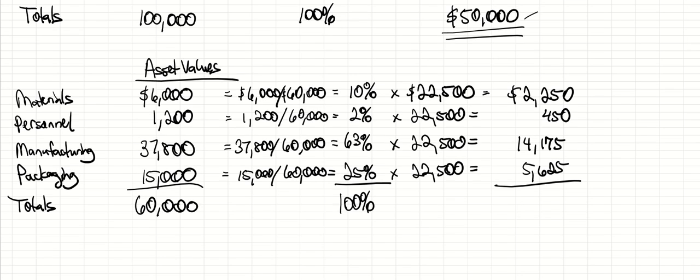And so we go ahead and total this up. This comes out to be 22,500. That lets us know that we did include all of the costs that went to insurance of 22,500, and we did allocate them amongst the percentages that were determined for each department. So this is our insurance. And what does this tell us? This tells us that out of 22,500 as a total cost that went towards insurance, 2,250 went to the materials department, 450 went to personnel, 14,175 went to manufacturing, and 5,625 went to packaging.